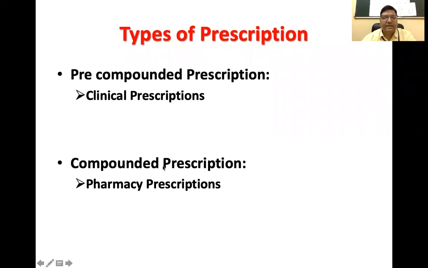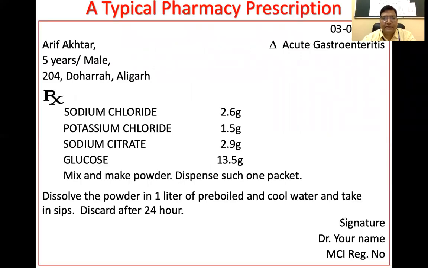The other type of prescription is the compounded prescription, which you are going to write in the pharmacy lab. In these compounded prescriptions, there are certain ingredients, and you will write the direction so the pharmacist will mix them and follow the instructions on how he or she is going to prepare that preparation and give it to the patient concerned. So such prescriptions are compounded prescriptions. So this is a typical pharmacy prescription.